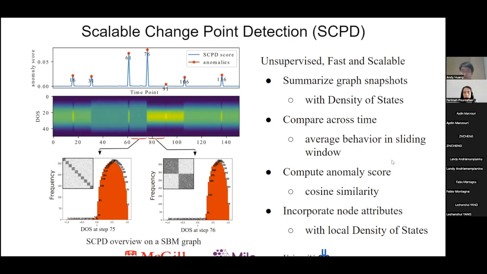You also want to compare them across time. So here we use the same pipeline as we saw in LAD, where we use sliding windows. And then again, we use the cosine similarity. And we can also incorporate the node attributes with local density of states, which I will show more in the experiments. Okay, any more questions until this point?